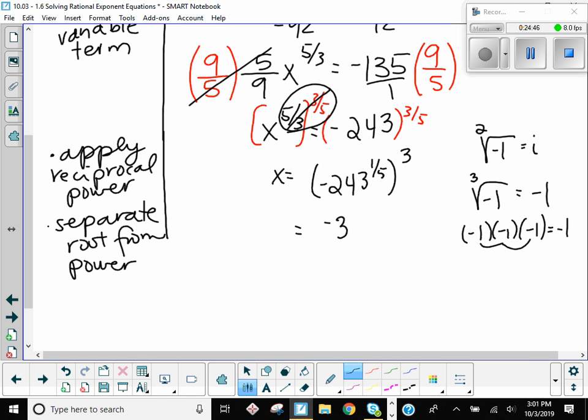Okay? And so then we have negative 3 to the positive 3, and that's this. Negative 3 times itself 3 times. What's the sign on that answer going to be? Negative, right? Negative 27.